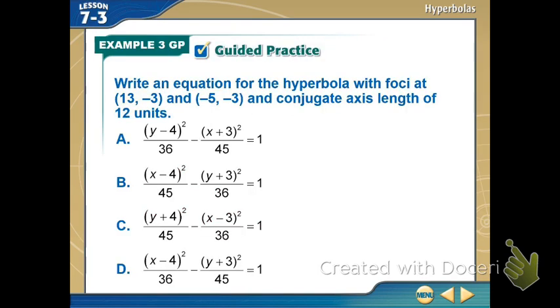So now you're going to try this one on your own. Go ahead and pause the video, see if you can graph these and find the equation, and then when you're ready to check your work, resume the video. So you should have found that the correct answer here was D.